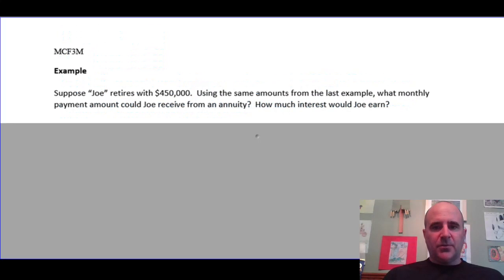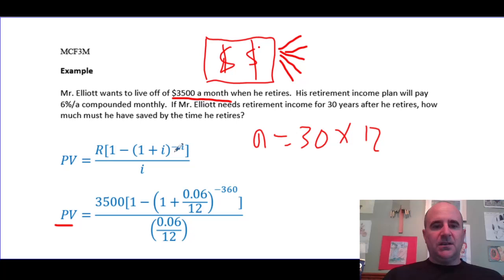Okay, in this next example, we have this person, Joe, who retires with $450,000. And let's assume that Joe is going to put this money into an annuity and receive regular payments. So the $450,000 is like the big amount of money that he has saved. And through his retirement, he'll make withdrawals from that. And we're going to assume that all the numbers are exactly the same as in this example, that he's going to have 30 years of retirement. He's going to collect interest at 6% again.